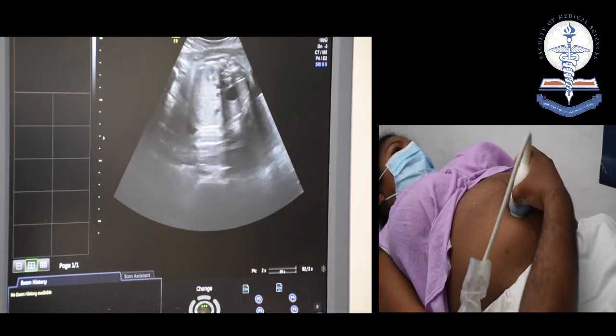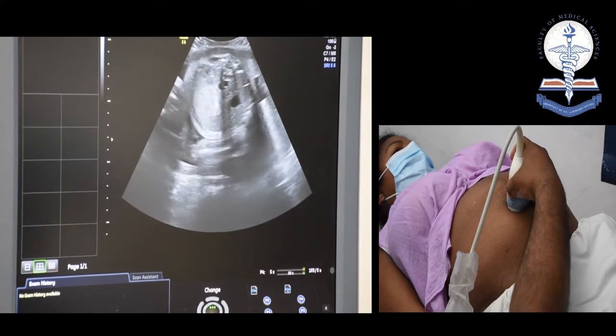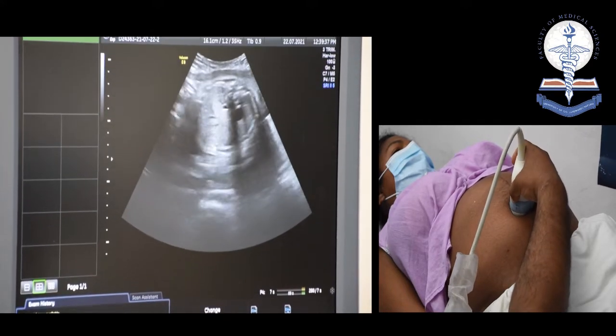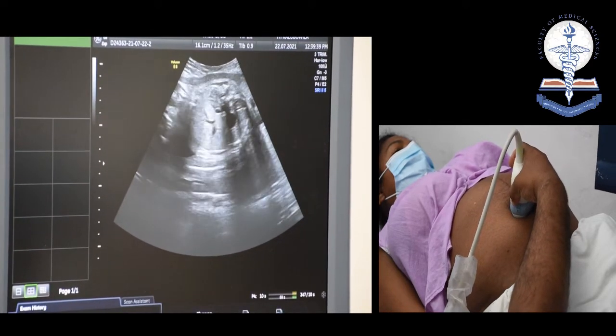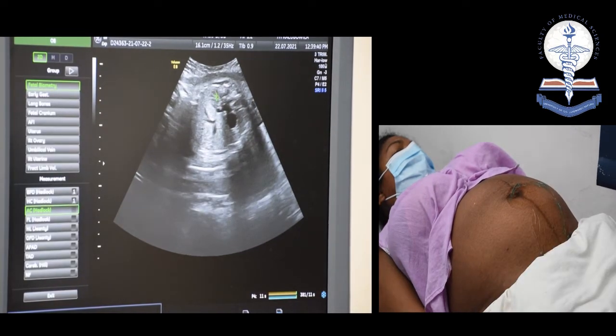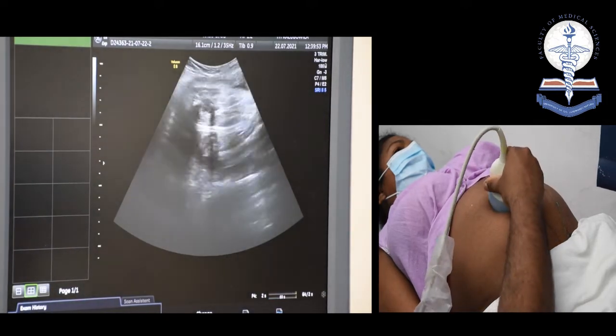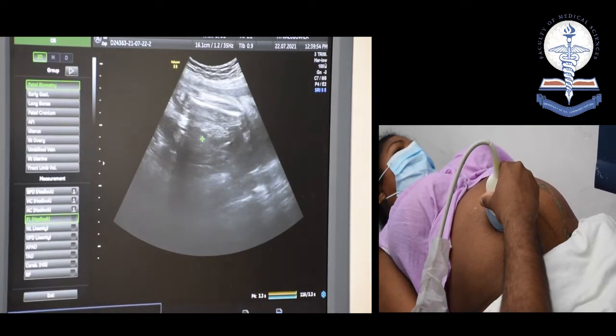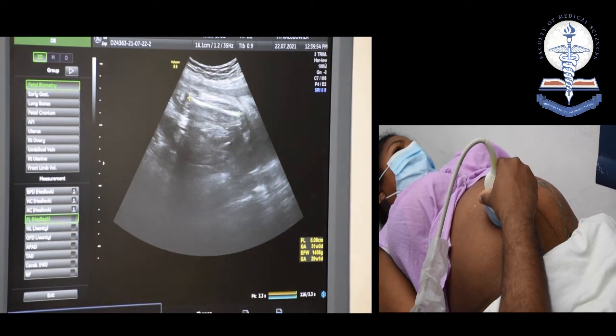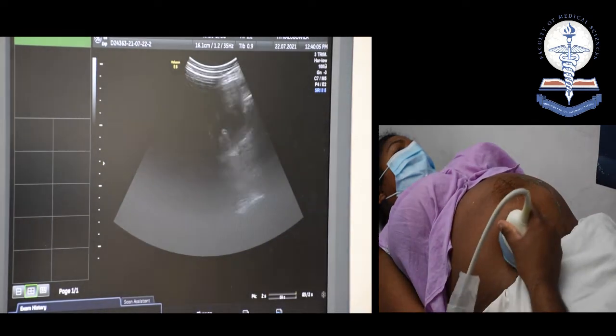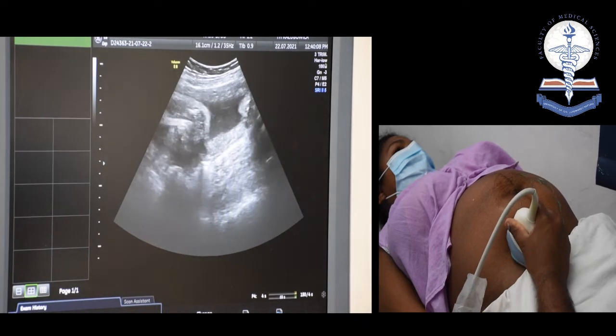Then we move up to get the abdominal circumference. It comes to about 28, compatible with 28 weeks, and the femur length, which comes to about 32 centimeters. And we also look at the liquor volume.